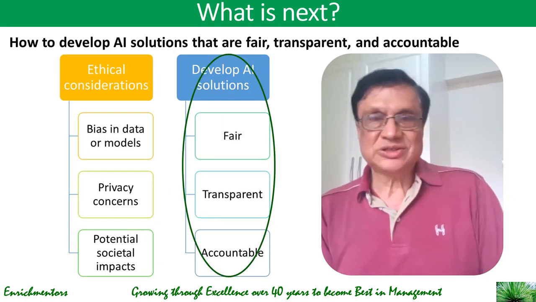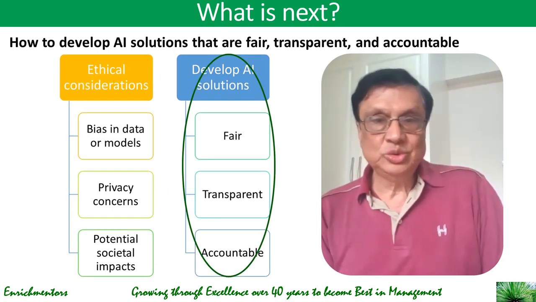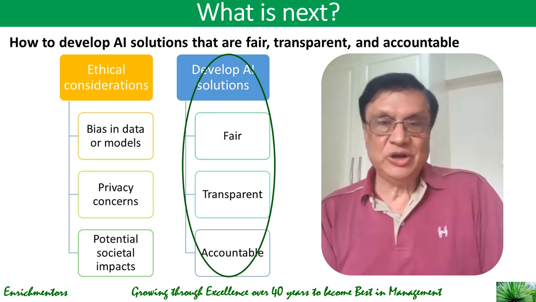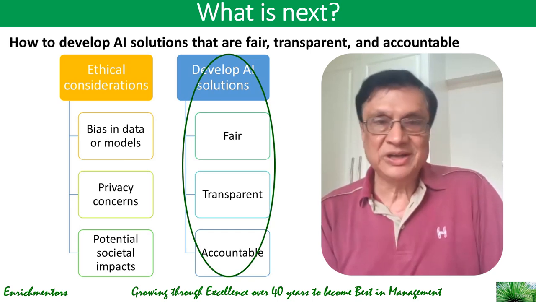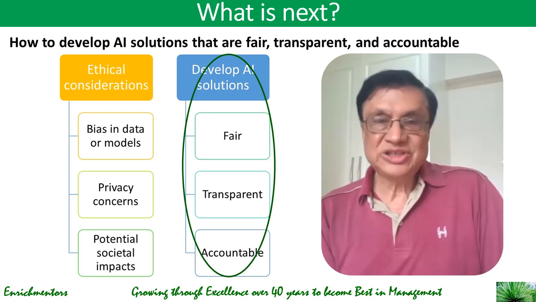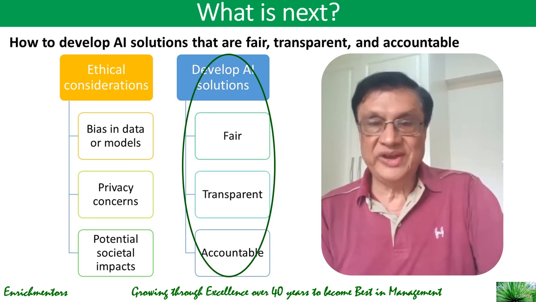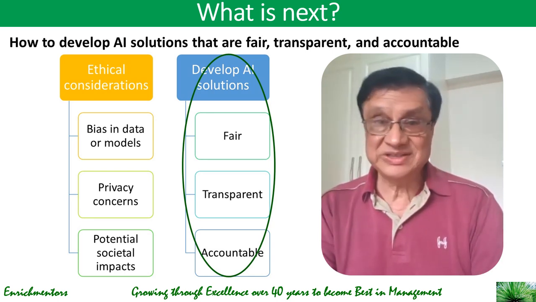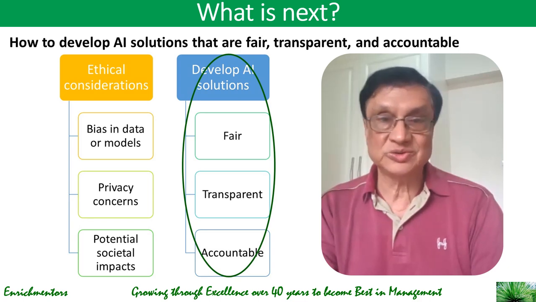So what is next? Having looked at how to take care of biases in data and models, privacy concerns, and potential societal impact, we will now look at broadly how to develop AI solutions that also include fairness, transparency, and accountability in addition to the effectiveness and efficiency that we have been focusing on so far.